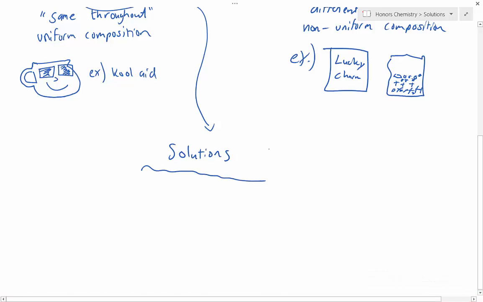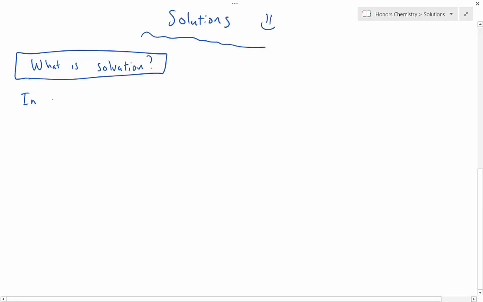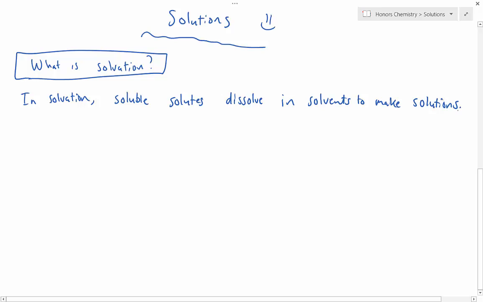Okay, solutions. We're going to talk first about the process of making a solution, which is called solvation. What is solvation? Okay, you're not going to find this definition in a textbook, but I think that this will be helpful. In the process of solvation, we're going to talk about a bunch of words here, and then we're going to try to break them down. In solvation, soluble, solutes, dissolve, in solvents, to make, solutions. So let's talk about this. In solvation, soluble solutes dissolve in solvents to make solutions.